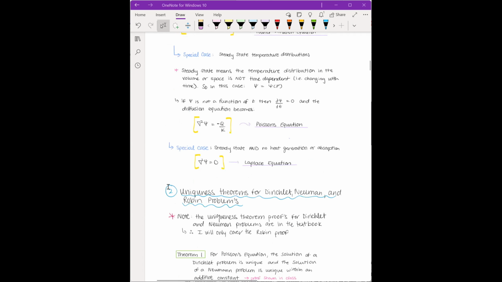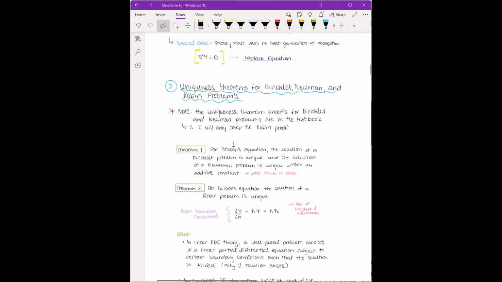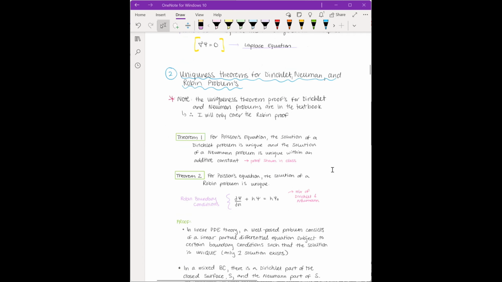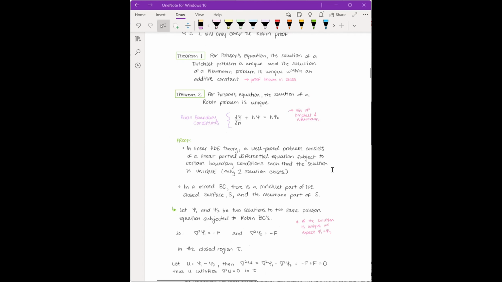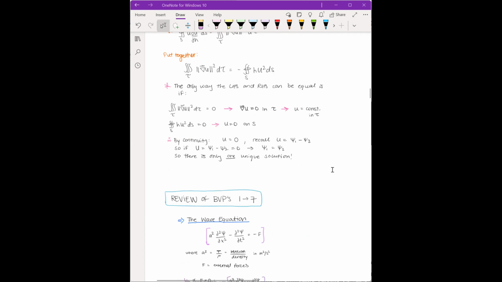I've also outlined proving the uniqueness theorem specifically for the Robin problem. Noting that the other two can be found in your course pack, but I just went over the Robin problem. So here, again, going over the theory and to get to our final answer here.